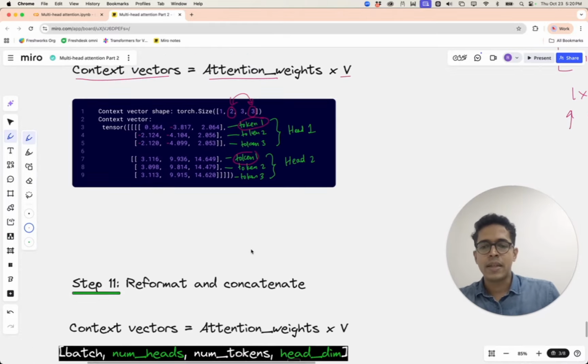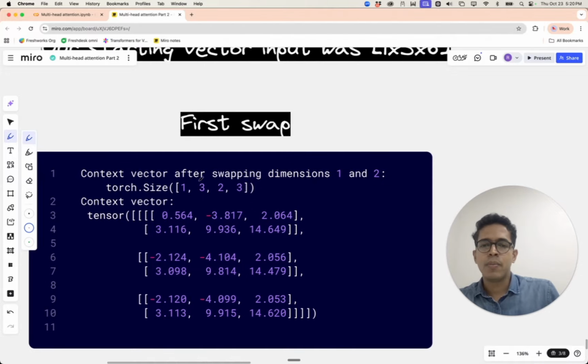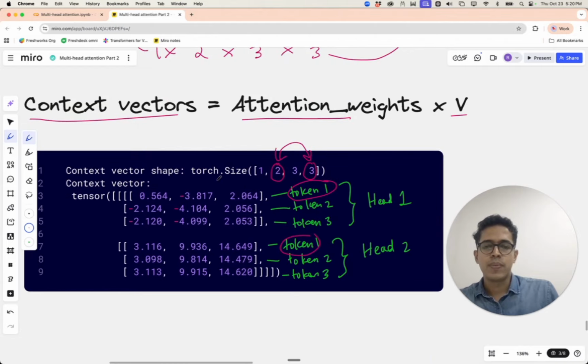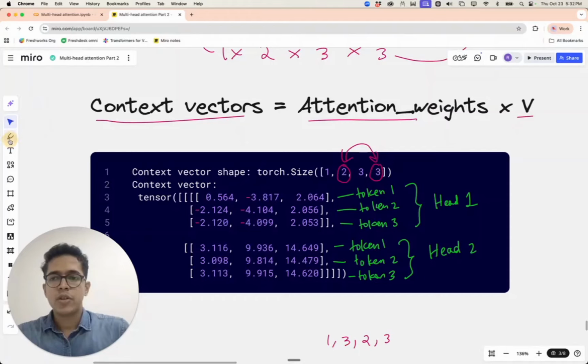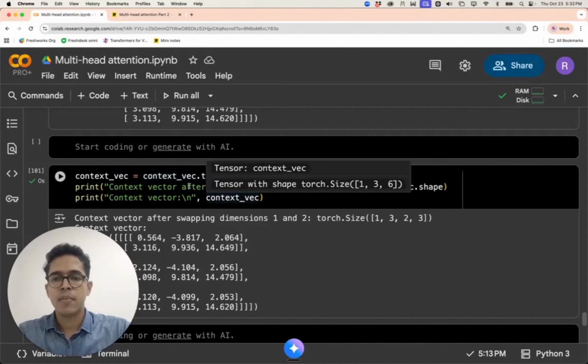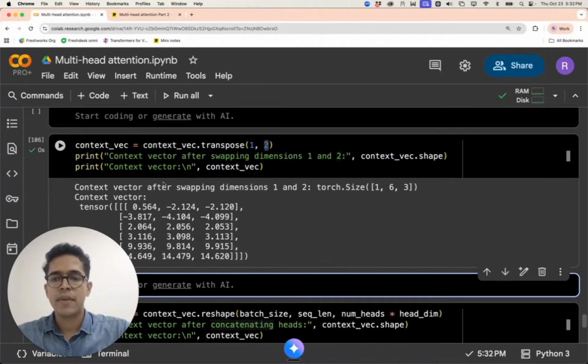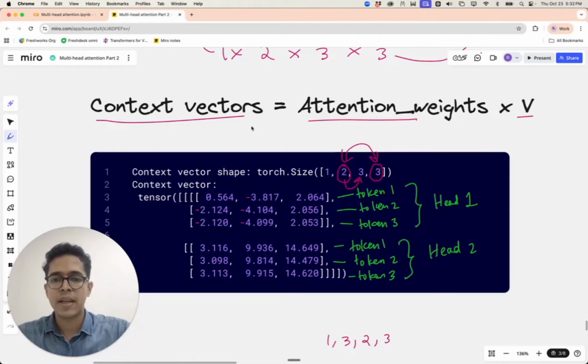So basically reformatting. What I have written is, first, we have to swap dimension number 1 and 2. Where is that 1 and 2? The values we can swap bring the number of attention heads and the dimensionality per head close to each other. These two numbers we can swap, 2 and 3, which is taking a transpose along dimension number 1 and dimension number 2. So that is what we are implementing here. Context vector, we are transposing along dimension 1 and dimension 2. If we do that, we get this kind of a matrix. So I'm just displaying that over here.